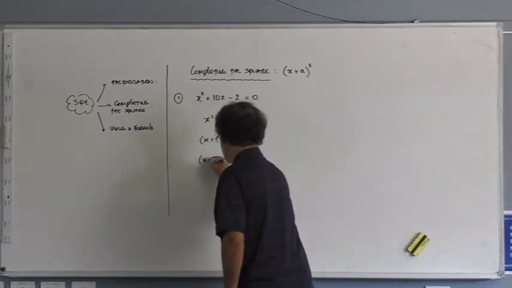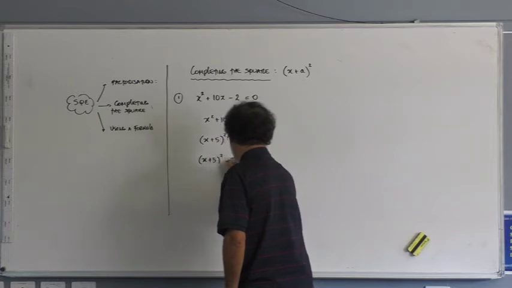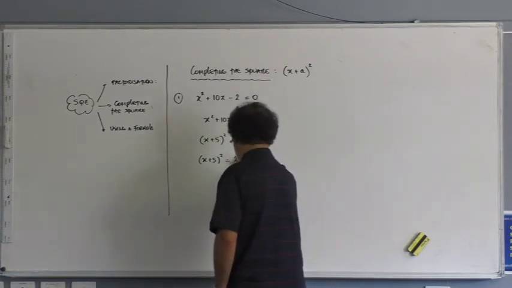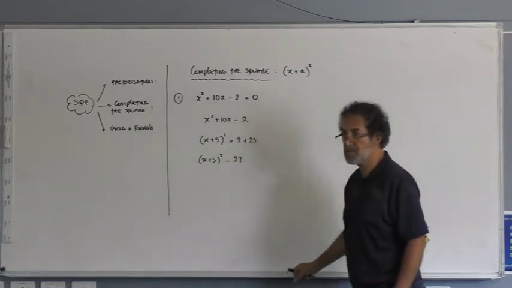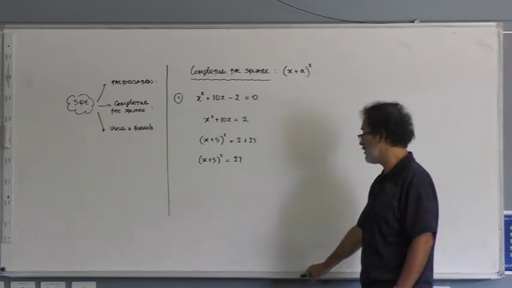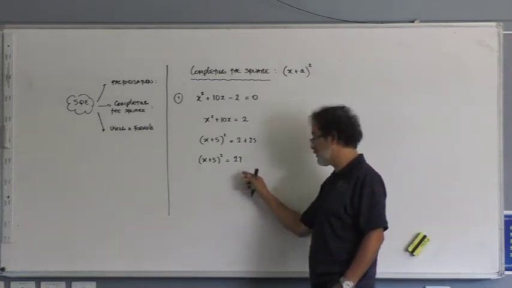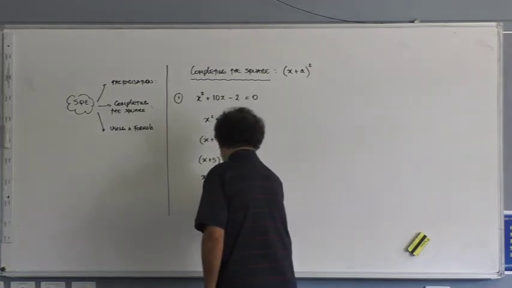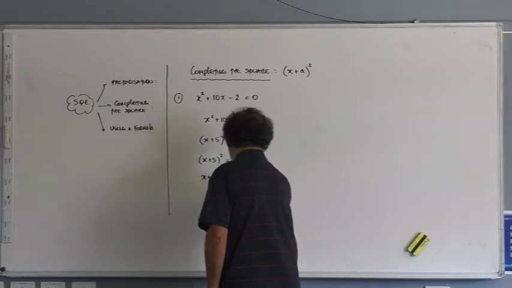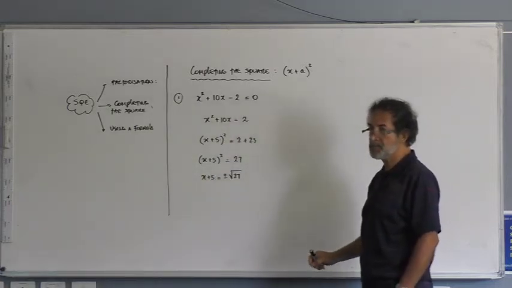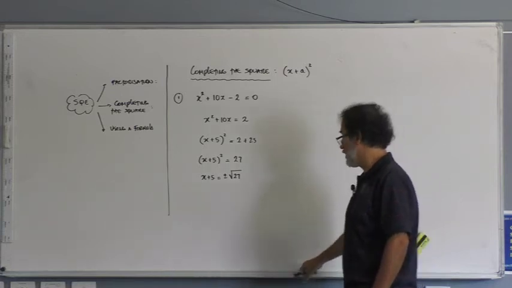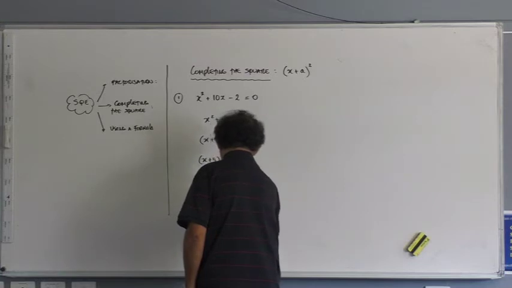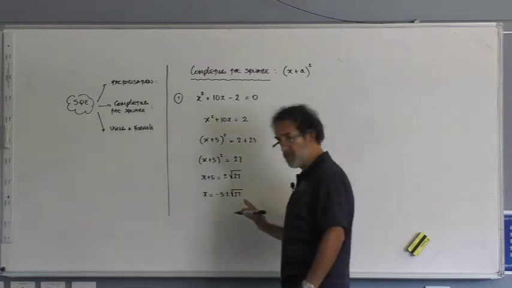So we're going to have x plus 5 squared is equal to 27. And then we have the same type of question that we had before. So we're going to square root both sides. So I say x plus 5 is equal to plus or minus the square root of 27. And then we have that x is equal to negative 5 plus or minus the square root of 27. And then you can stop there.